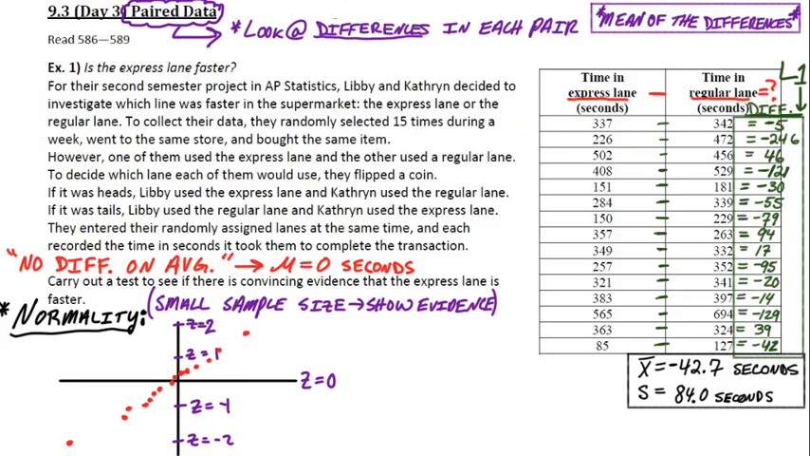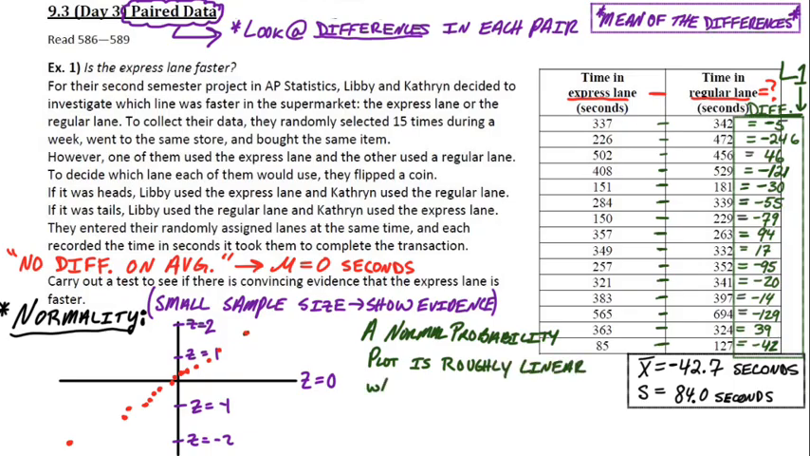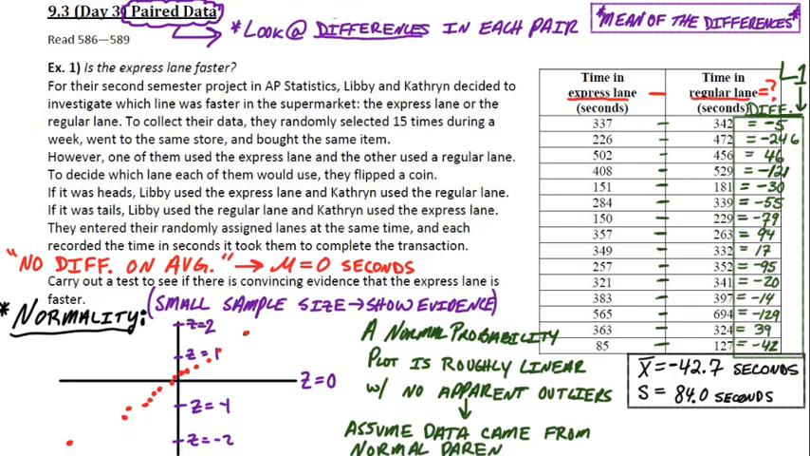So there's our evidence, and then all we really have to say, we have a normal probability plot. You know, it's roughly linear. It doesn't show any strong skew or any apparent outliers. So we're going to go ahead and make the assumption that this data, right, there's only 15 data points, I know, but we're going to make the assumption that it came from a normal parent population.